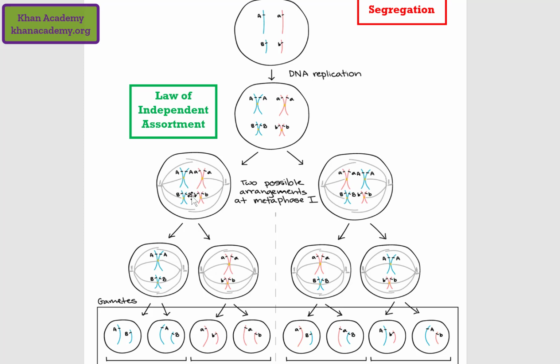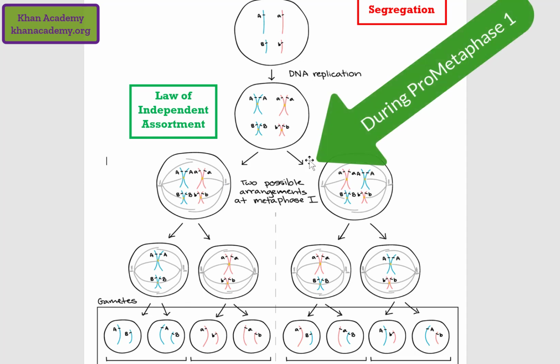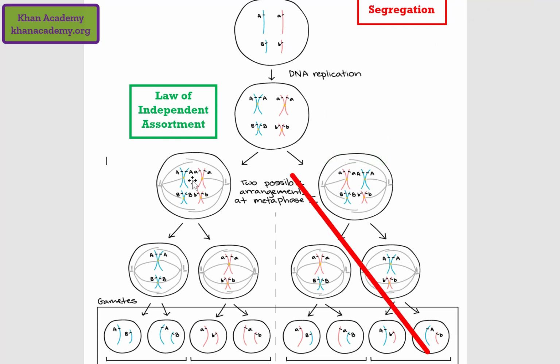The law of independent assortment states that the homologous pairs sort independently into the gametes. Where it actually occurs is, you can think of it as prometaphase 1. If the law of independent assortment did not happen, then none of these cells on the right would be possible. Only the ones on the left.